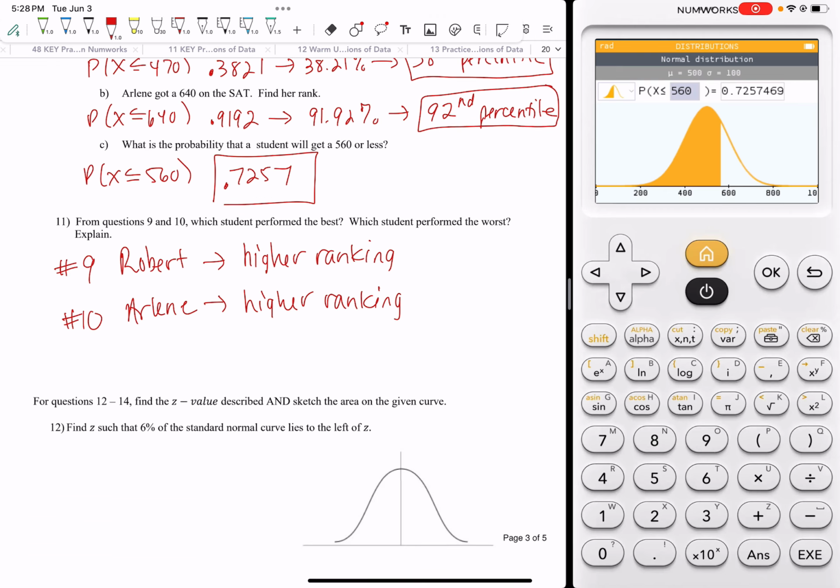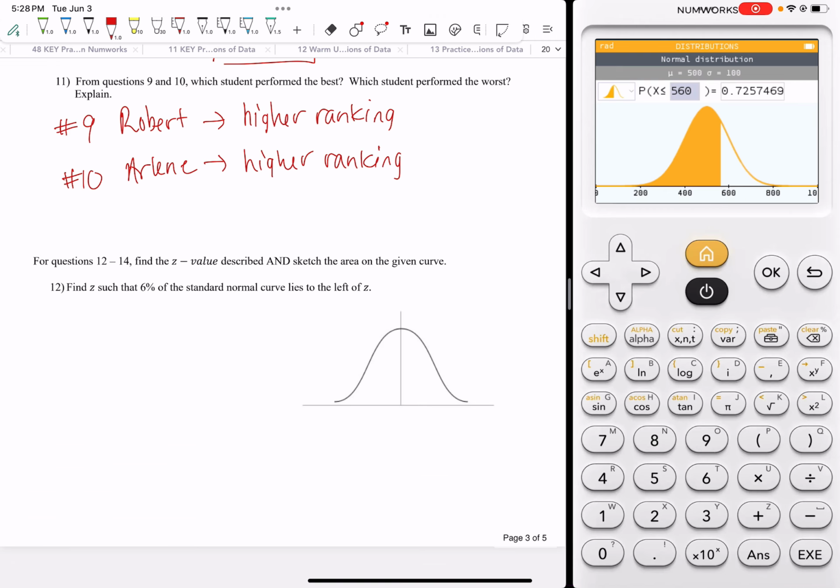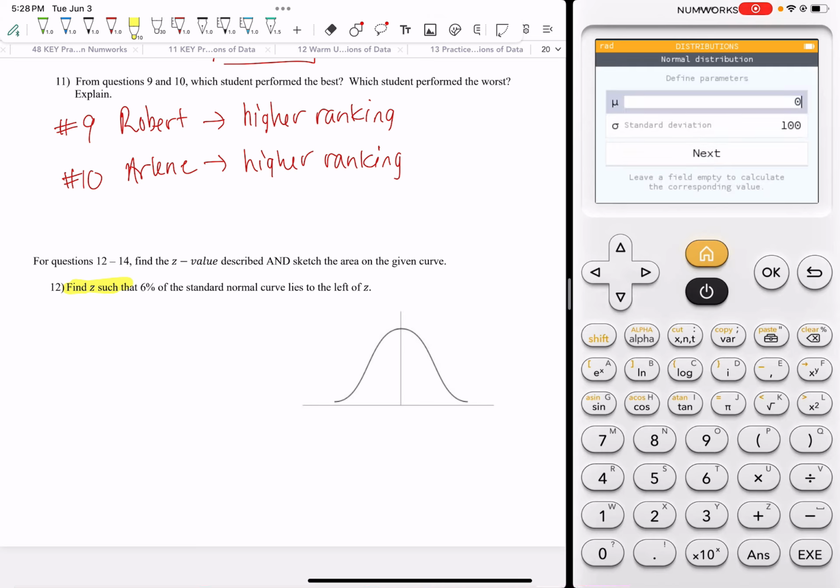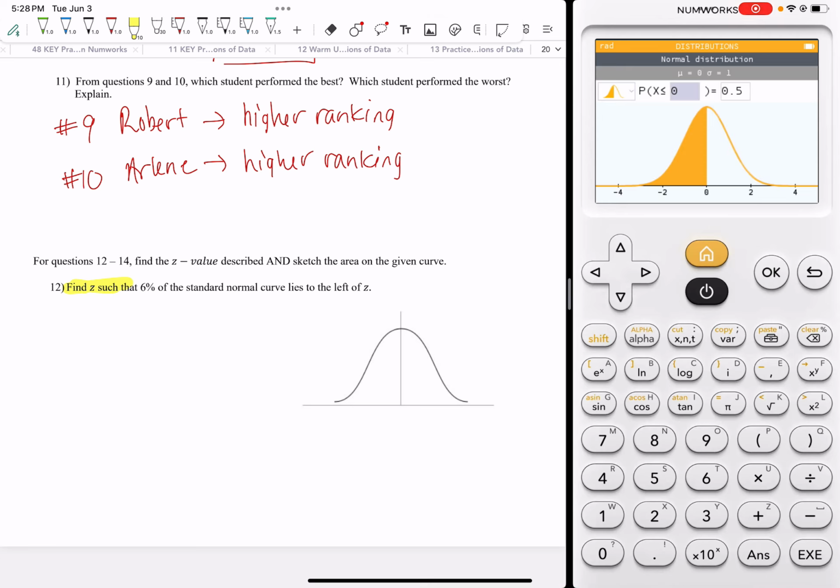All right, the last bit here, almost, we're getting closer to the end. So questions 12 to 14, we're going to find Z. Now for these, again, we're finding Z. So for all of these, our mean, I'm going to go back right now, our mean is 0. Standard deviation is 1. So it's asking you to find the Z value and to sketch the graph.